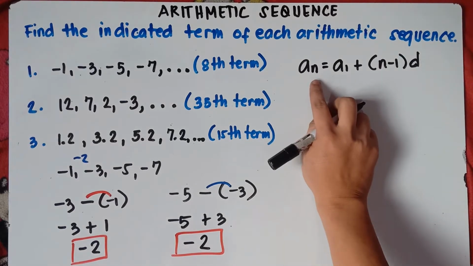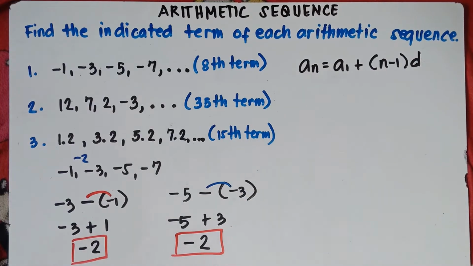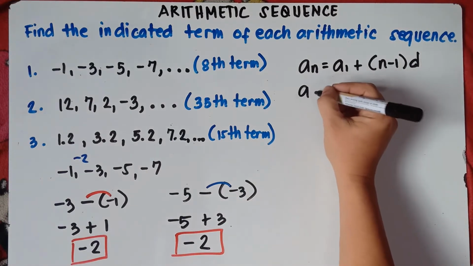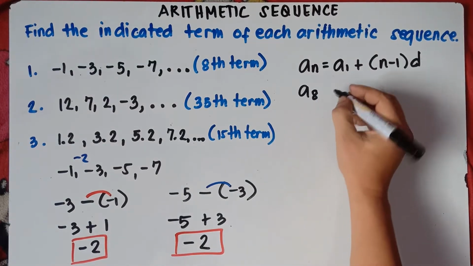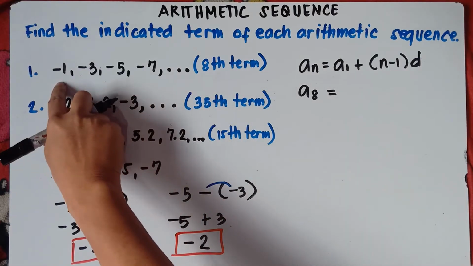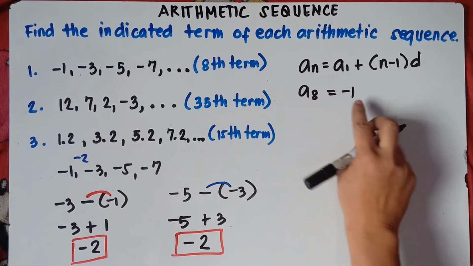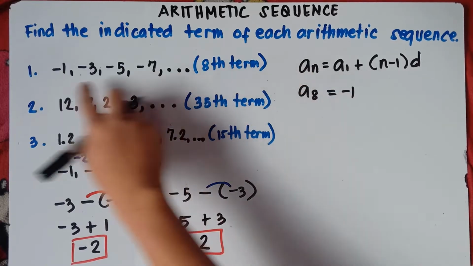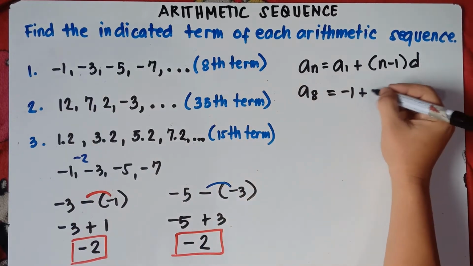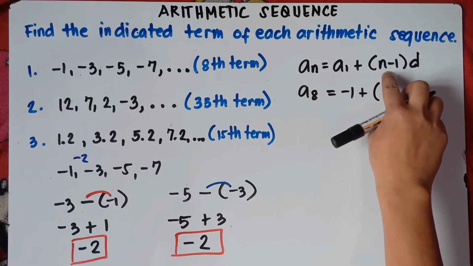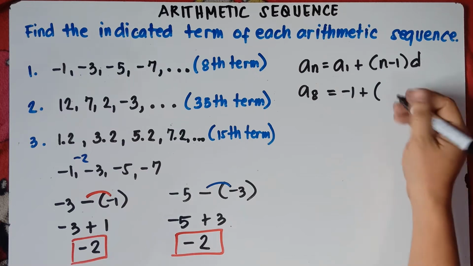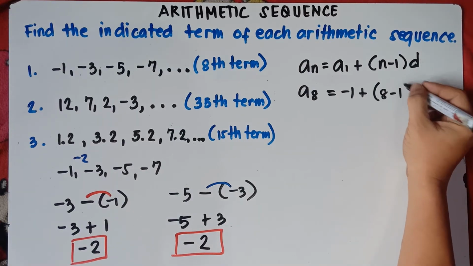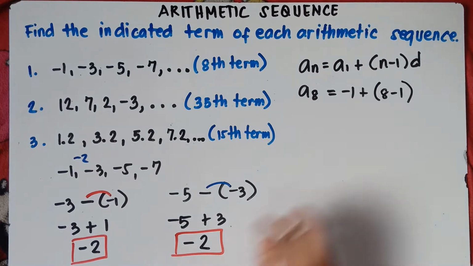Once again, n is the number of terms. Since you're looking to find the 8th term, you can write this one, class, as a sub 8, or the 8th term. So a sub 8 equals the first term, class, which is negative 1. Once again, a sub 1 is the first term. So negative 1 plus our n is the number of terms. You're looking to find the 8th term, so therefore n will be 8. So copy 8 minus 1 times d, the common difference, which is negative 2.